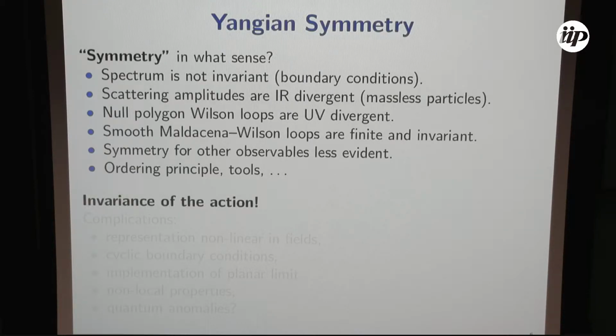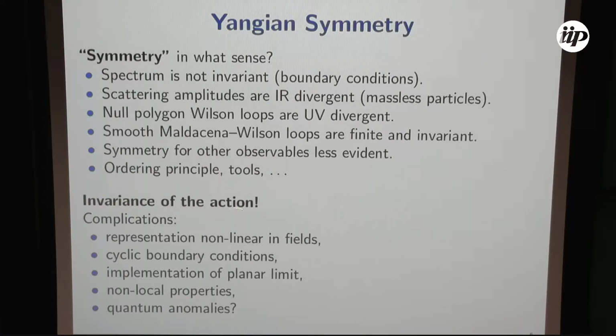But of course, if you have a symmetry, if you see this symmetry all throughout the theory, you would think that perhaps the action of this theory should be invariant. And well, this would be a natural thing to assume and prove, but there are certain complications that made it difficult. For example, the representation of this Yangian is typically nonlinear in the fields. You have cyclic boundary conditions, and this is something that usually does not go well together with a Yangian symmetry.